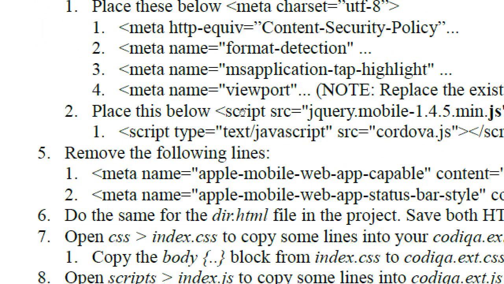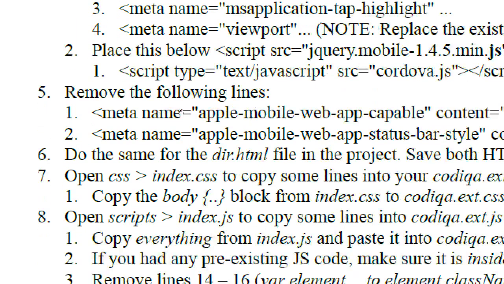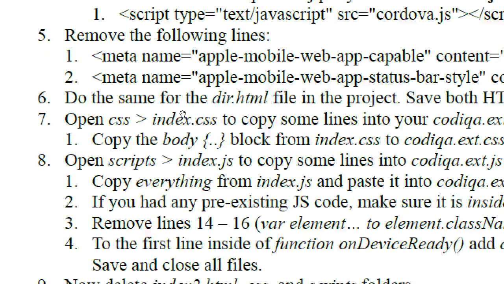But I copied it into the index file. So this is not lost. So you would do that. We'll do it a little later, I think. We would add this stuff again to the map file. We would add the Cordova.js file, very important, to the map file.